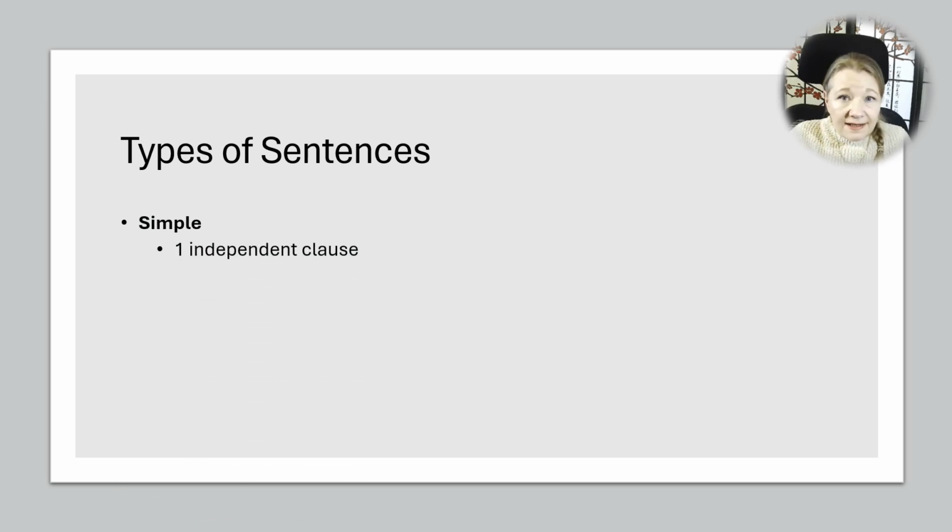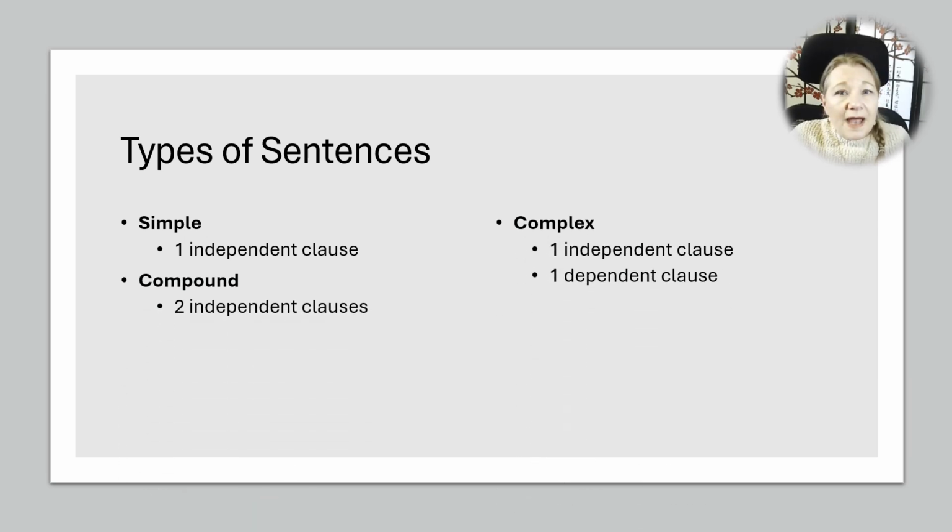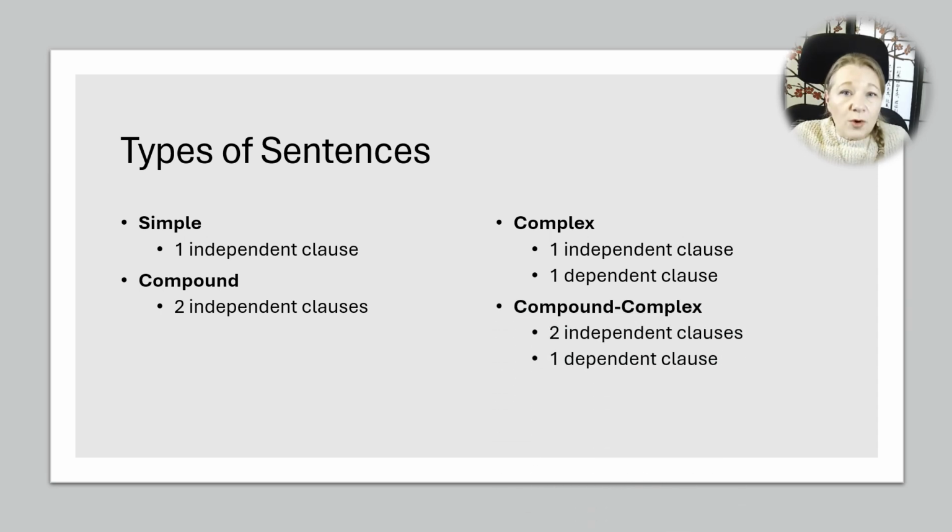There are simple sentences, which is just one independent clause. There are compound sentences, which are two independent clauses. When you think about complex sentences, that's where we bring in a dependent clause. And then the fourth type is compound complex, where you combine the two independent clauses from the compound with a dependent clause from the complex. So you'll notice all of these sentence types are made up of clauses.